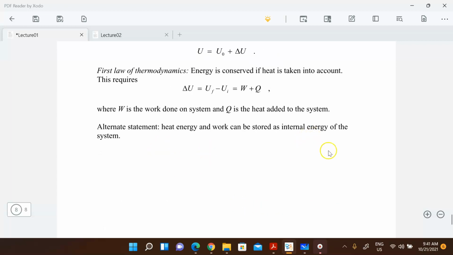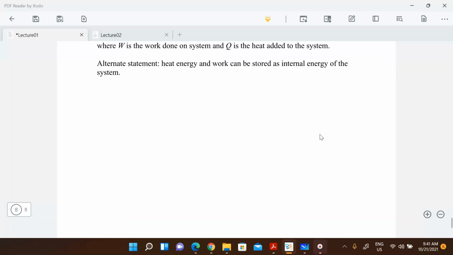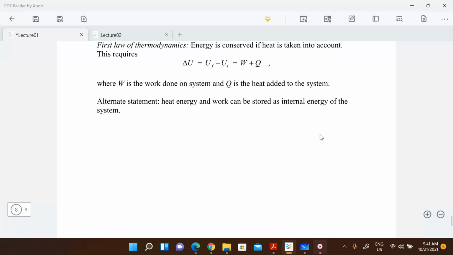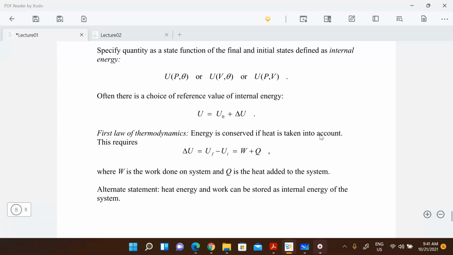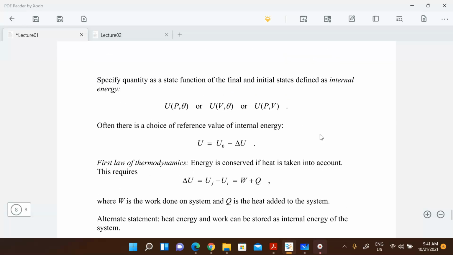The alternate statement is like what I mentioned before. You can actually convert this heat or convert this work and be stored as an internal energy of the system. Okay, that's it. That's the additional section of lecture 1.